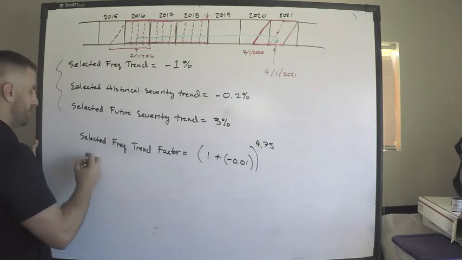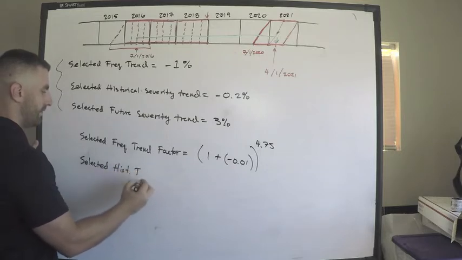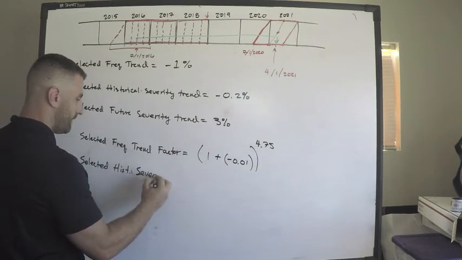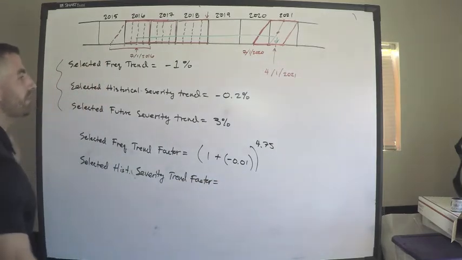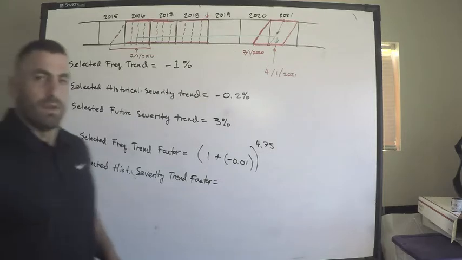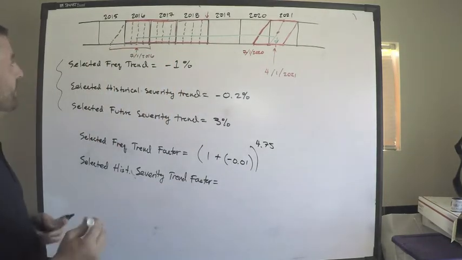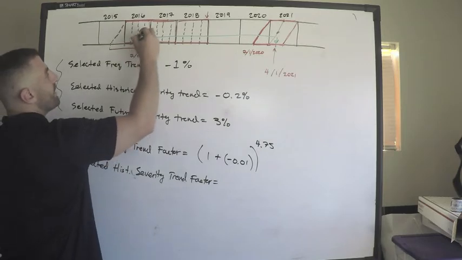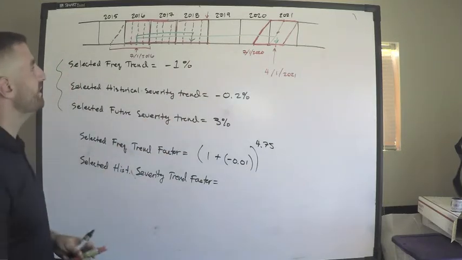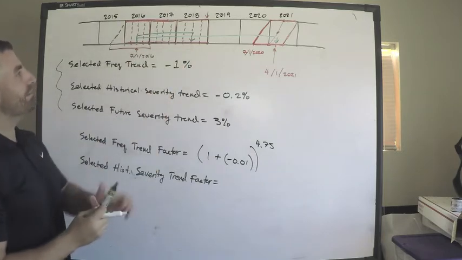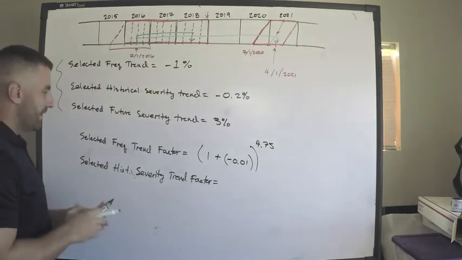Let's do our historical. So what is our selected historical trend severity trend factor? That's going to be, well, we need to break this up now. For severity, I selected two different trends. I have a historical and a projected. For the historical one, I'm going to take my losses in 2016 and I'm going to project them, not all the way, but to the average of the current evaluation year. So I need to project those 2 years. 1, 2. Same argument, by the way. The average accident day in calendar year 2018 is also 7/1/2018.